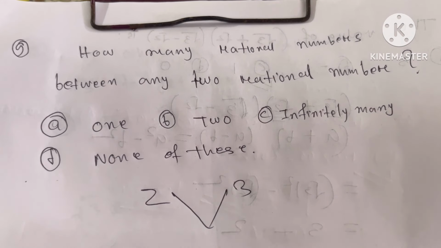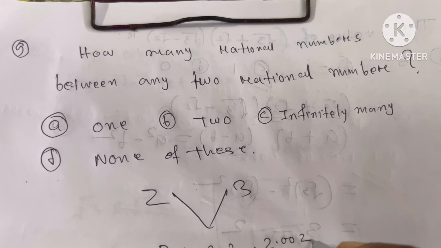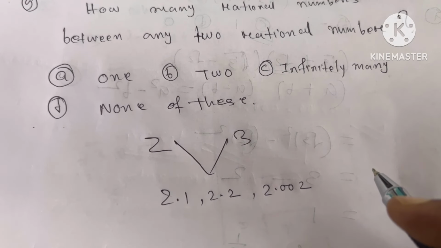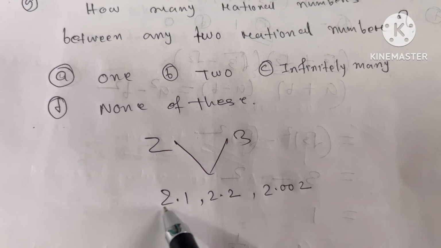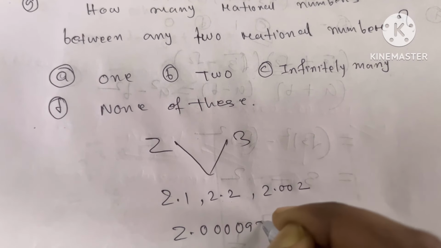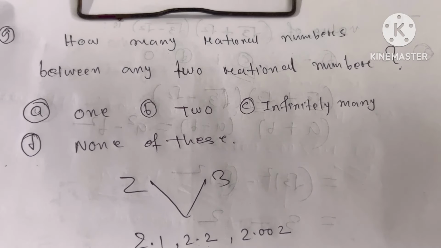So we can write anything: 2.1, 2.2, 2.002. So between 2 and 3, how many rational numbers are there? There are infinitely many, because between 2 and 3 we can write 2.1, 2.2, 2.002, 2.00097. We can write many numbers. So let's remember, between any two rational numbers there are infinitely many.